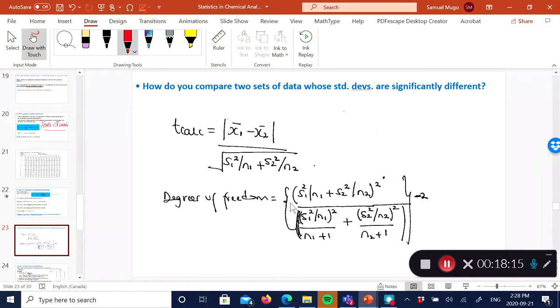As you can see, the equation may look quite ugly, but it's trivial in terms of just substituting the S and the N for the respective analytical methods. So again, you use this equation if the two standard deviations are different, meaning you cannot pool them, based on what we just talked about in the F test.